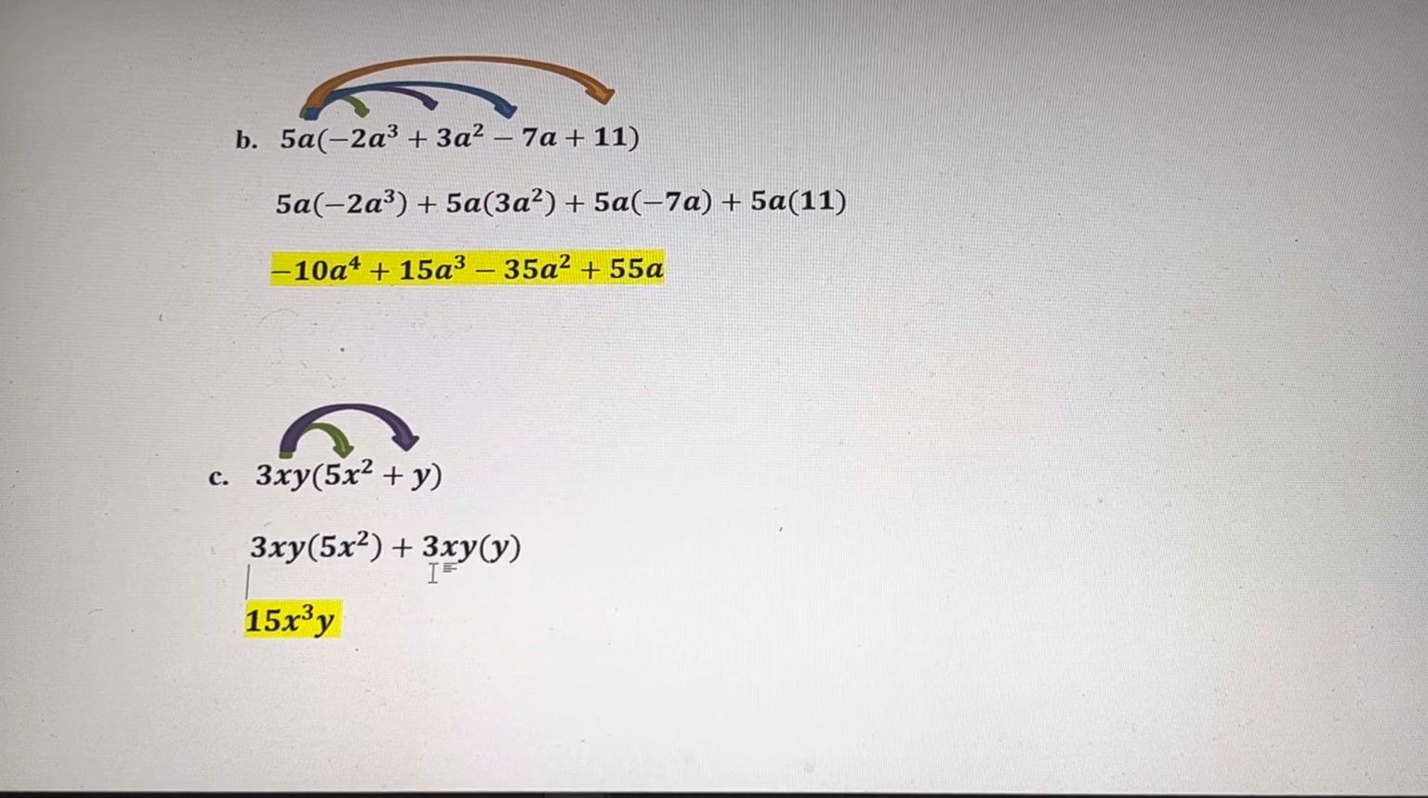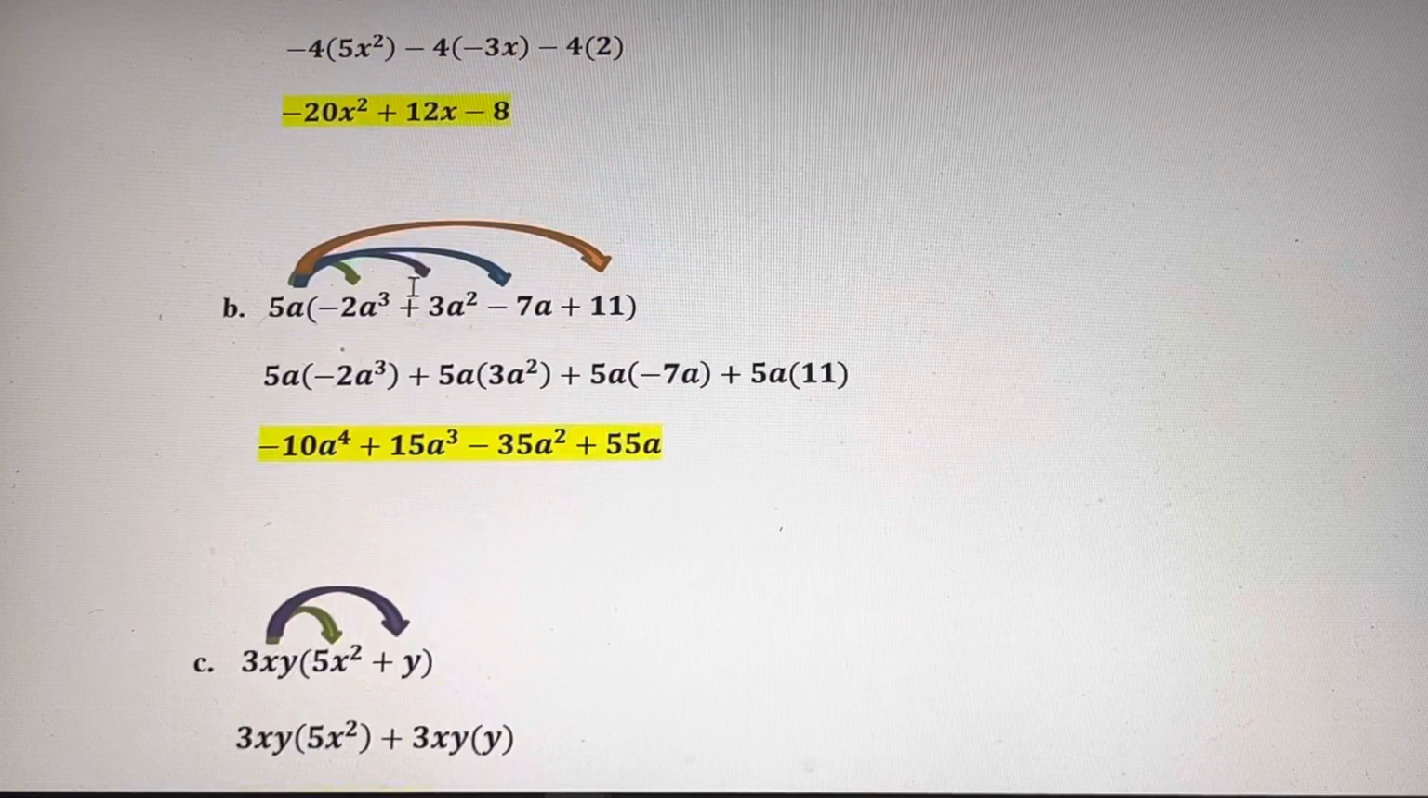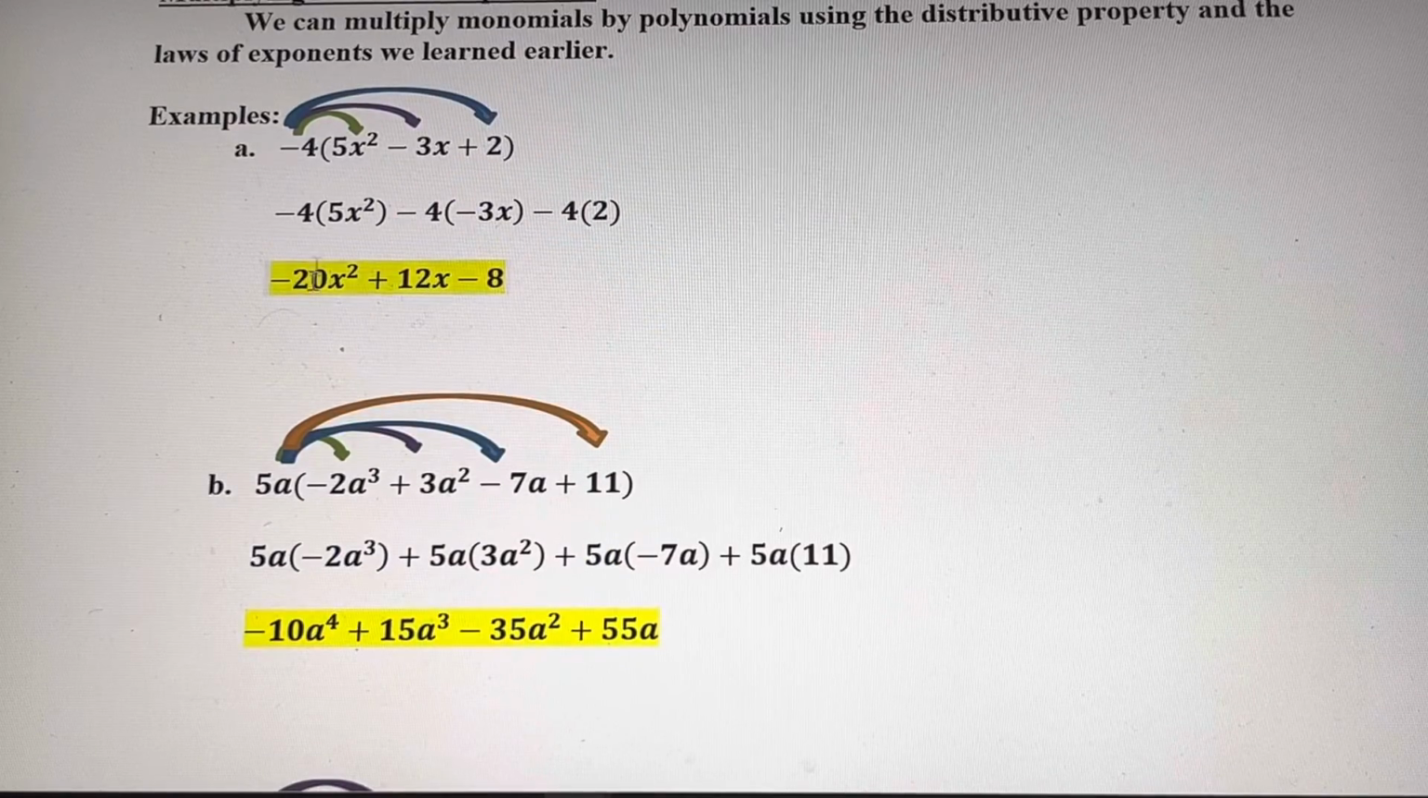Here I've got a 3x. Well, there's nothing to multiply the 3 by. There's nothing to multiply the x by, so it's going to be 3x. And then y times y is y squared, okay? No like terms here, nothing to simplify, so we're finished, okay? So that's my answer for example C, okay? So that's how you multiply, using the distributive property, a monomial times either a binomial, a polynomial, or a trinomial, okay? That's it.